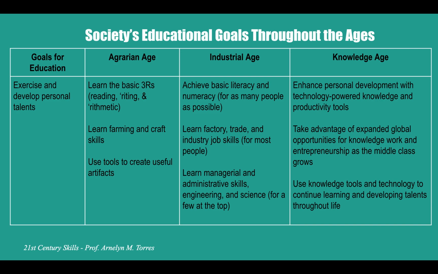And also, they are expected to use tools to create useful artifacts, such as knowing how to make use of the hammer, a blower, or maybe a sharpener for knife sharpening. In the industrial age, the goal is to achieve basic literacy and numeracy. So basic literacy would mean people can read, people can write, and people can compute, like adding, subtracting, multiplying, simple math. And this goal is for as many people as possible.